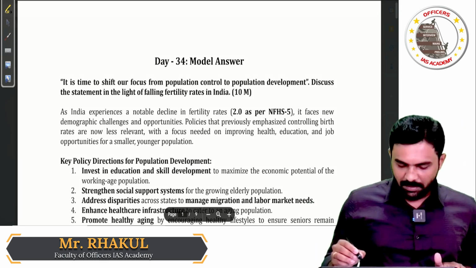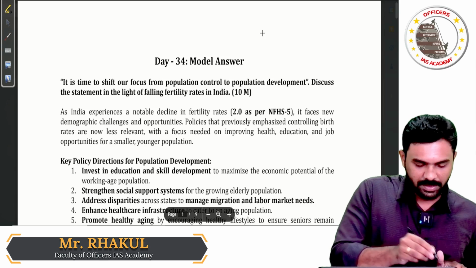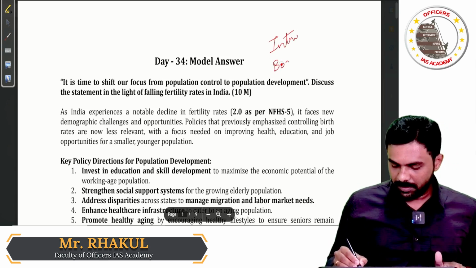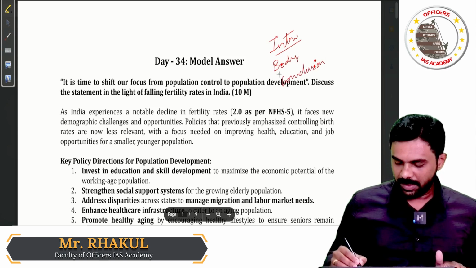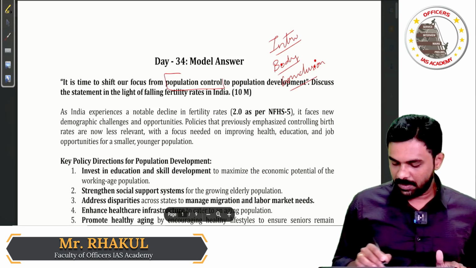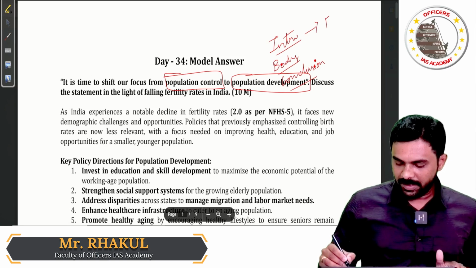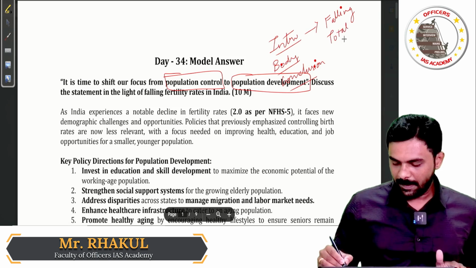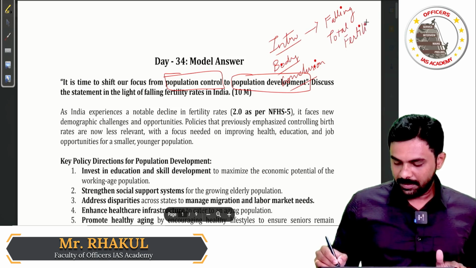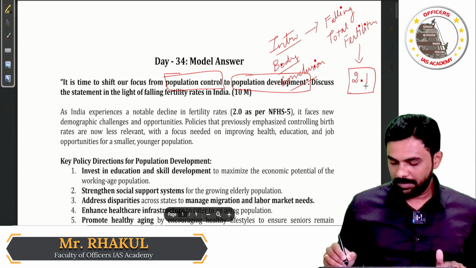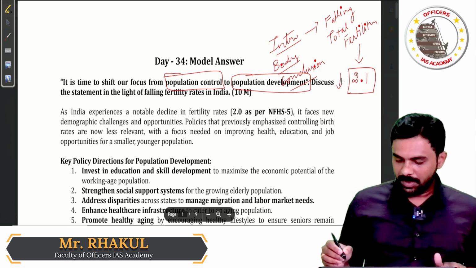So there can be three parts in this answer. First is introduction, then body, then conclusion. In the introduction, you can give a data-based introduction here. Since it is speaking about population control and population development, you can mention the falling fertility rates, the falling total fertility rate in India. It has gone below the replacement level. The replacement level is 2.1 and it has gone below that. So this can be your introduction.